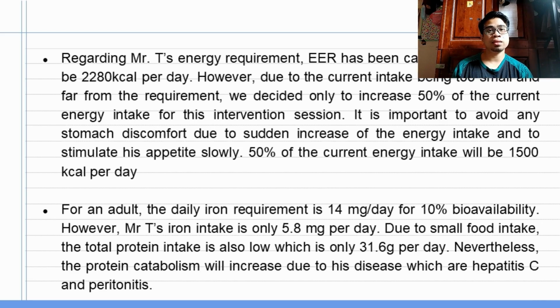For an adult, the daily iron requirement is 40 mg per day for 10% bioavailability. However, Mr. T's iron intake is only 5.8 mg per day. Due to small food intake, the total protein intake is also low, which is only 31.6 grams per day. Nevertheless, the protein catabolism will increase due to his diseases, which are hepatitis C and peritonitis.